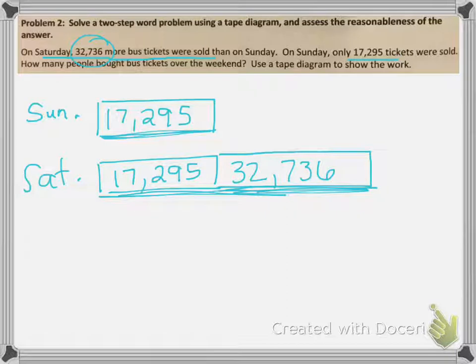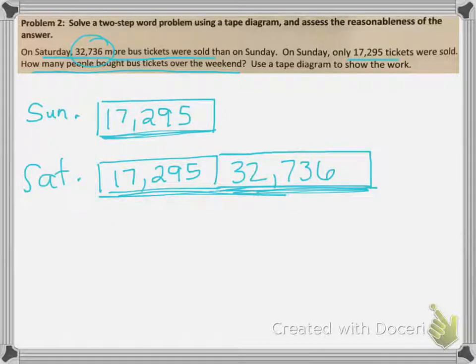The last question says, how many people bought tickets over the weekend? So they're not just asking about Saturday or Sunday. They want to know over the weekend, meaning both days together, Saturday and Sunday. So again, you could solve this two different ways. You could figure out the total for Saturday by adding 17,295 plus 32,736, or you could start by adding your two 17,000 numbers and then adding your 32,736 later.